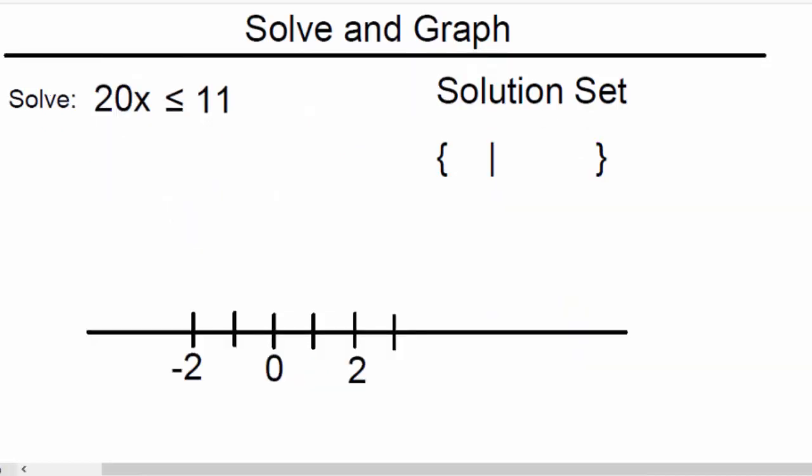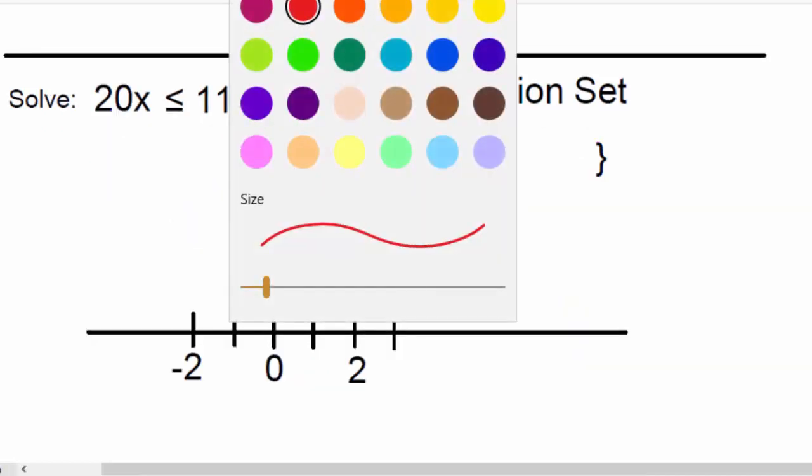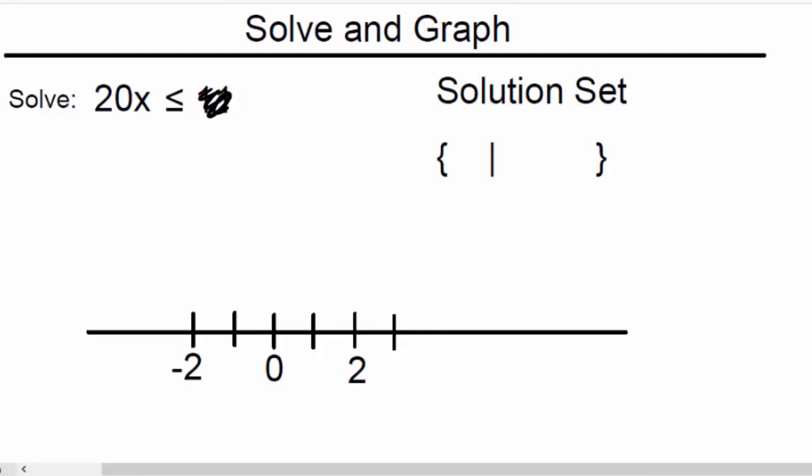For my next example, actually we've got an error here. This is supposed to be a 4. That's supposed to be a 4, so change that to a 4. And then to solve for x, we're going to divide by 20 on both sides. And because I'm dividing by a positive, my inequality does not change.